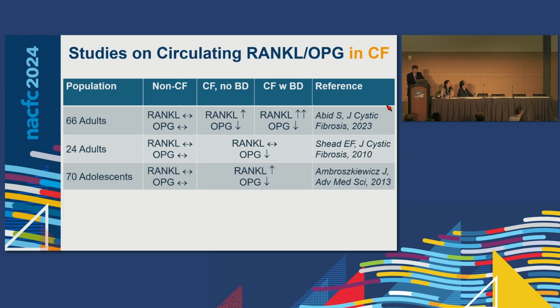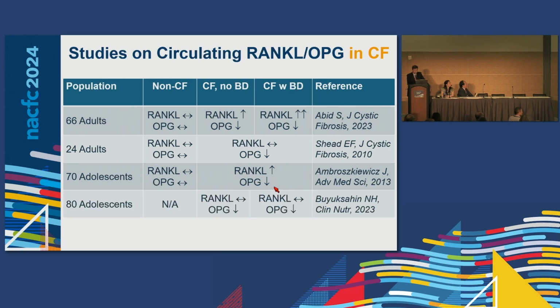There are also studies in adolescents. Here, there was no clear bone density available, but in that study of 35 healthy and 35 people with CF, RANK ligand was higher and OPG was lower. And then most recently, in a study just comparing CF with no and with bone disease, OPG levels were on the low side, but no difference in RANK ligand.